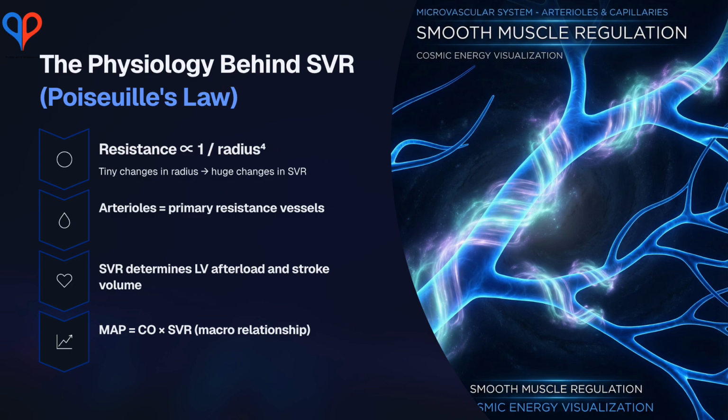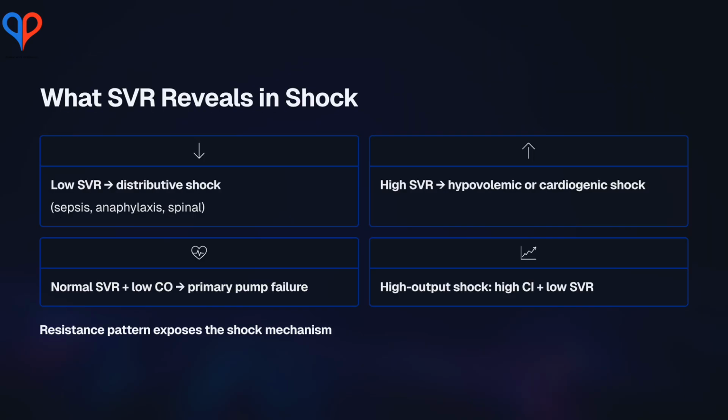At the macro level, MAP equals cardiac output times SVR. But Poiseuille explains why a small change in tone can completely transform that relationship. In shock states, SVR is a primary classifier. Low SVR is the hallmark of distributive shock, seen in sepsis, anaphylaxis, and neurogenic shock. High SVR characterizes hypovolemic and many cardiogenic states as the body clamps down to preserve perfusion pressure.